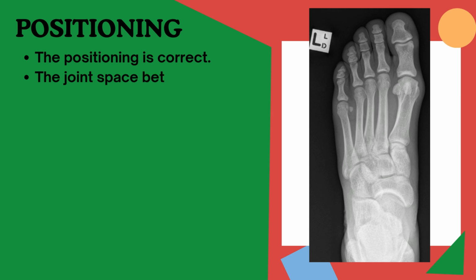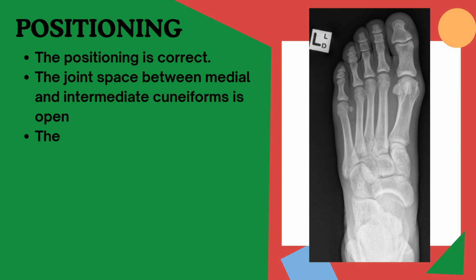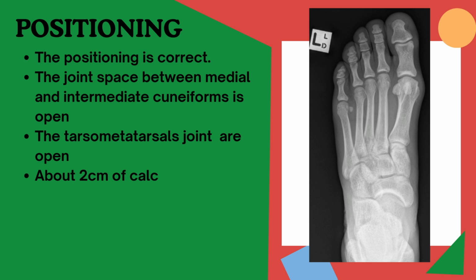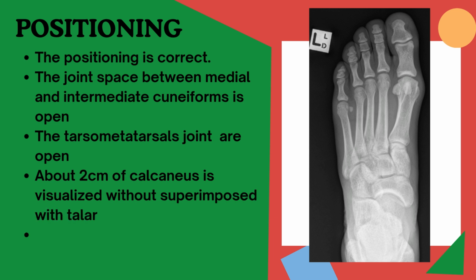Now we talk about the positioning. The positioning for this radiograph is correct. I say so because the joint space between medial and intermediate cuneiforms is open. Next, the tarsometatarsal joints are open. About 2 centimeters of calcaneus is visualized, without superimposition with talar. Bases of 2nd to 5th metatarsals are superimposed.